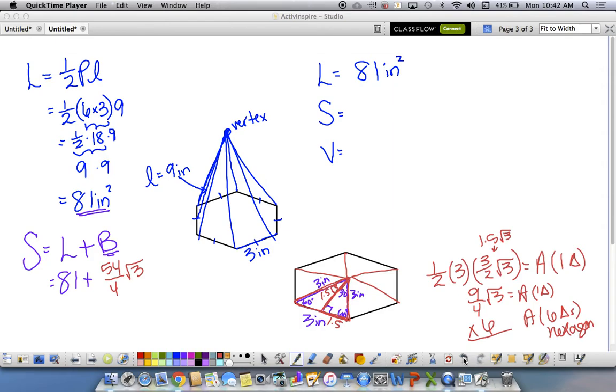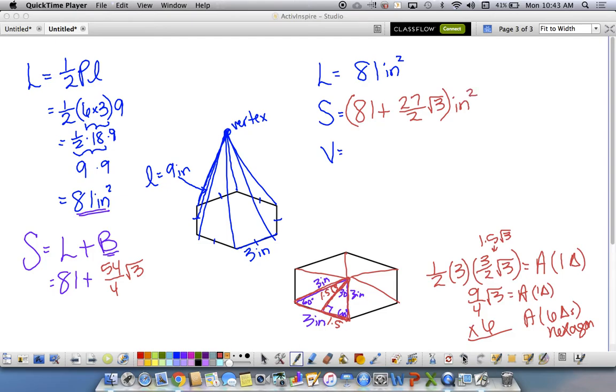I'm just going to write it all over here. L plus B. I guess I could at least reduce 54 fourths. 54 divided by 2 is 28 halves, right? No, 27 halves. So that's my surface area. Oh, yuck. Sorry about that.